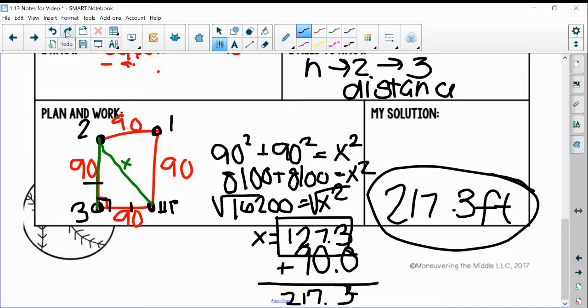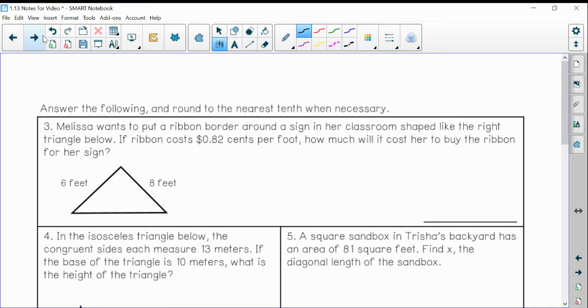All right, so now we're going to work out some more problems. This time, the big important thing is that we're going to use our diagrams, and we're going to plan and work as we go. So it tells me that she wants to put a ribbon border around a sign in her classroom. So this is her sign, a triangle, and there's our right angle. It says ribbon costs 82 cents per foot. How much will it cost for her to build a floor sign?